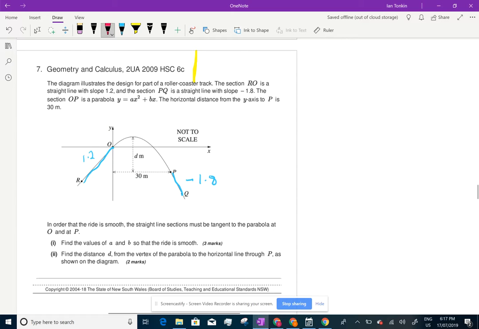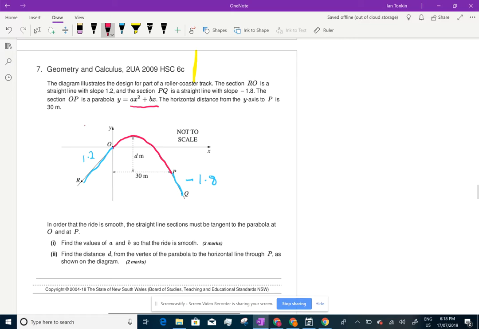The section OP is a parabola. Okay, I can see that. With this equation, ax squared plus bx. Now remember, when they say that, a and b are values, so you've got to find them. They're constants. The horizontal distance from the y-axis to P is 30 metres.